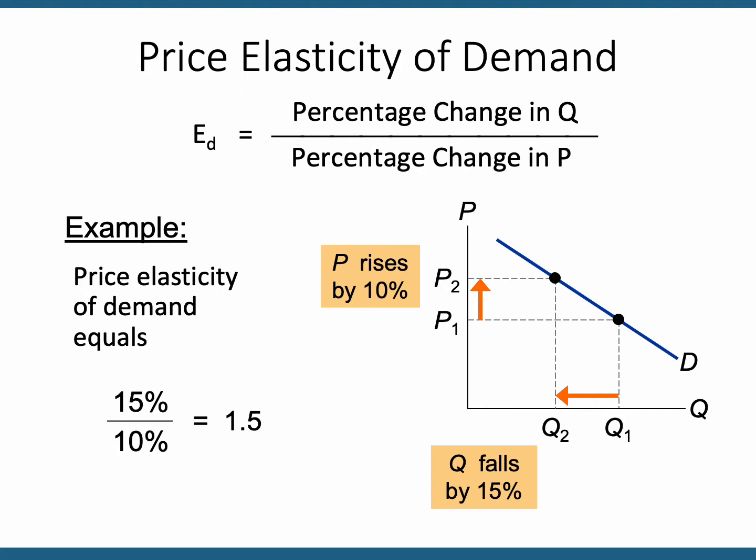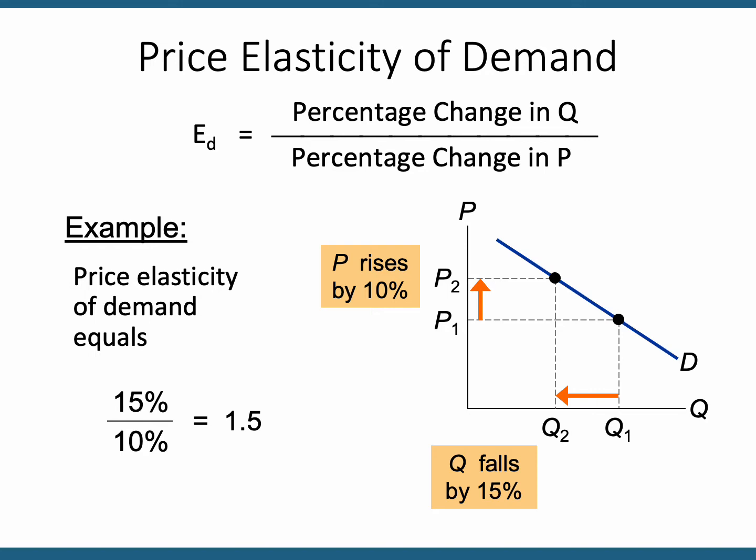Plug those values into our equation at the top of the slide. Remember, the change in the quantity always goes in the numerator. So then that's 15% divided by 10%, which gives you 1.5. Remember I told you if buyers overreact to the price change, that's elastic demand. If buyers are overreacting, that means the percent change in Q must be greater than the percent change in P. If that's the case, given our equation, then we'll always end up with a price elasticity greater than 1.